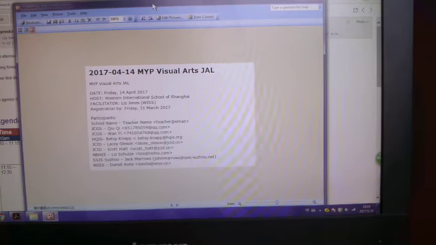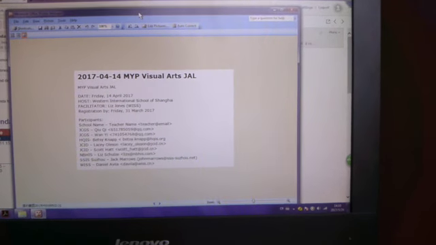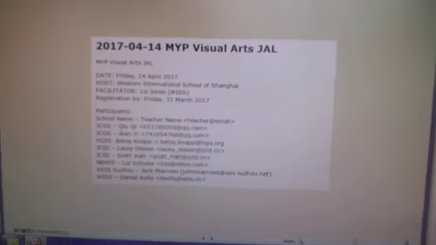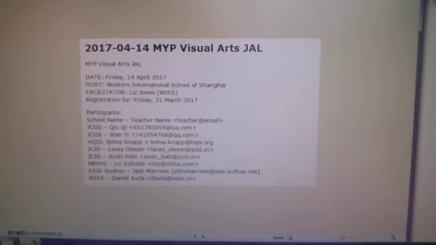For professional development, I've got a few examples. My school does not offer a lot of professional development in terms of offering any or reimbursement. However, there are a few things that we do. One is called a job-alike. Now, you'll see here a MYP Visual Arts JAL. This is a job-alike we did at another school.